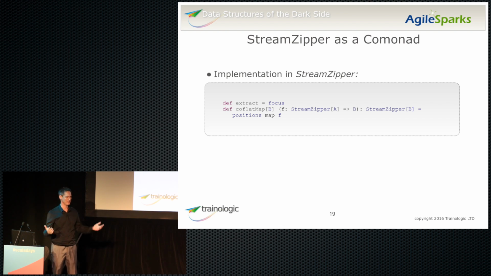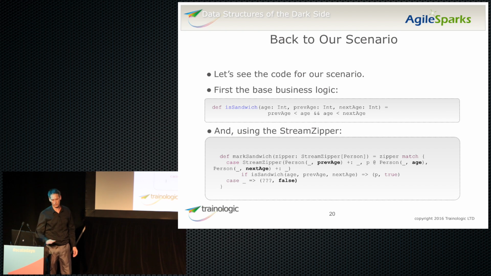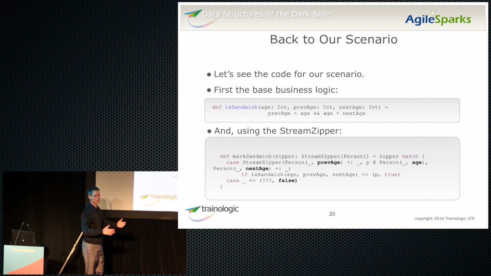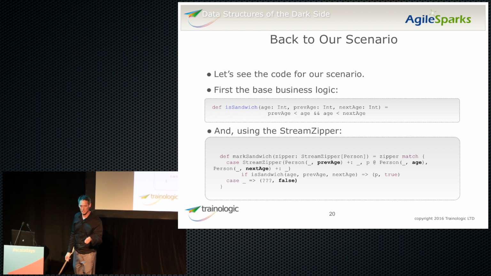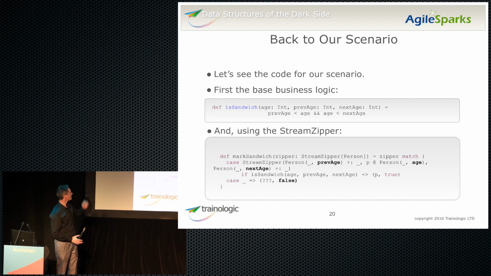So, we've built all of this. Now, back to our scenario. Let's solve the sandwich people annotation, marking as Boolean, as true, each one whose previous age is less than his age, and the next one's age is greater than the element's. So let's start with the business logic. This is the method, isSandwich. You see, very simple, easy to test, pure method. I'm having the age, the previous age, the next age, checking whether the age is greater than the previous and lesser than the next age, respectively.